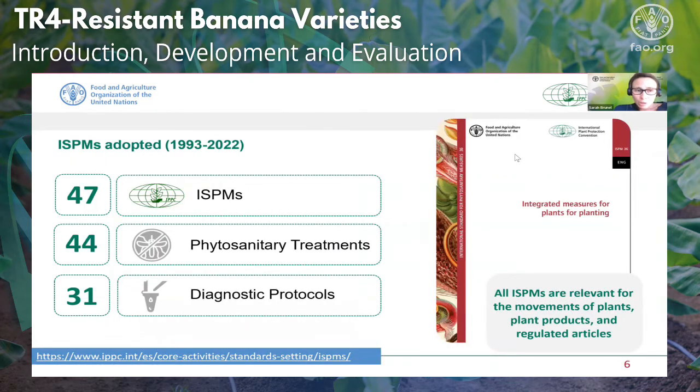The convention establishes and publishes international standards for phytosanitary measures. Each year there are new ones. The new topics are defined by the contracting parties, so 47 ISPMs to date, as well as phytosanitary treatments and diagnostic protocols. And you can find them on our International Phytosanitary Portal, which is our website, and you have the link indicated on that slide. Next, please.